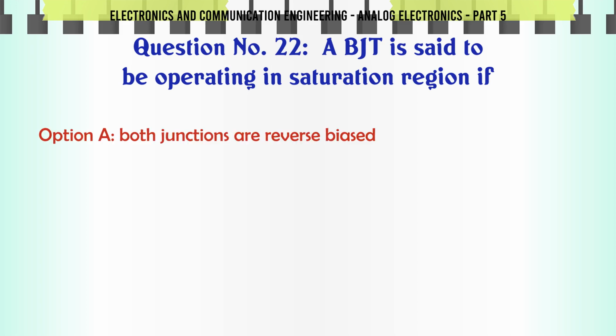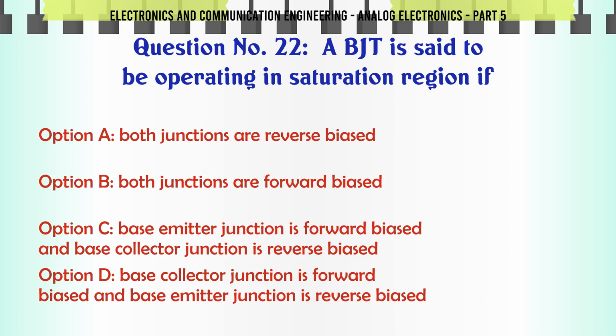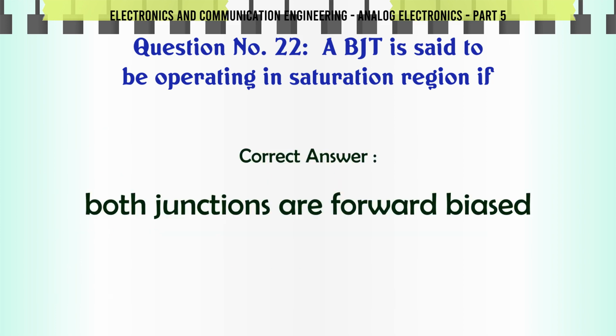A BJT is said to be operating in the saturation region if A) both junctions are reverse biased, B) both junctions are forward biased, C) the base emitter junction is forward biased and the base collector junction is reverse biased, D) the base collector junction is forward biased and the base emitter junction is reverse biased. The correct answer is both junctions are forward biased.